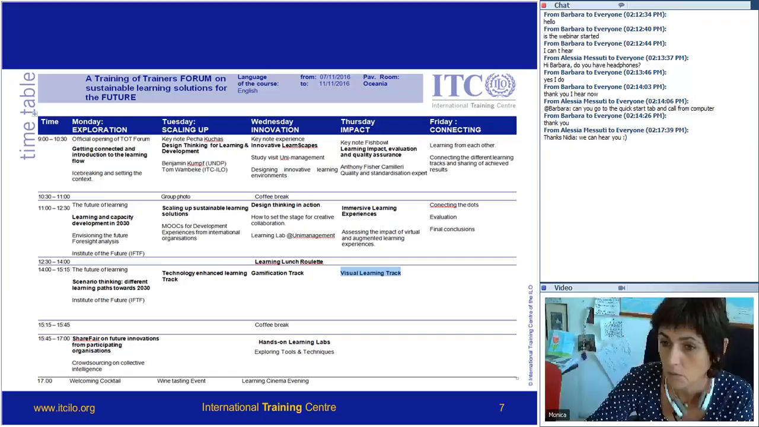Because apart from connecting, we would like to have the big picture ready before we move into, let's say, the more concrete cases. The whole day will be about scenario thinking and foresight analysis in a very interesting way that will also be facilitated quite dynamically. So that's day one. On day two, we would like to focus on scaling up in different ways.